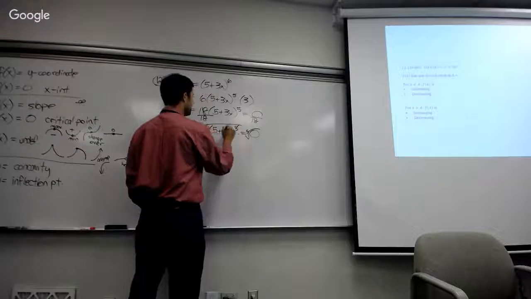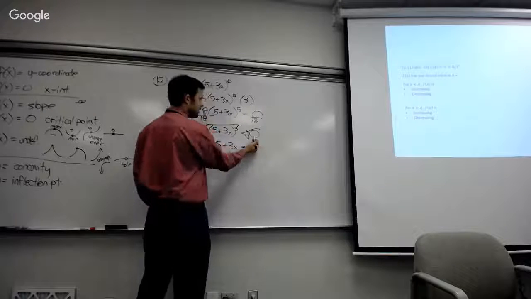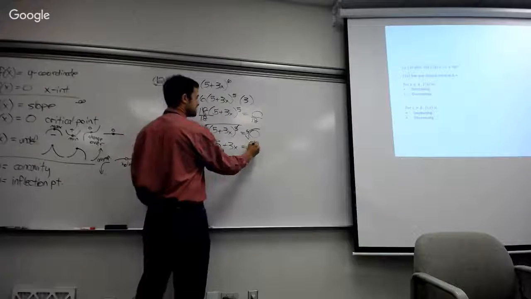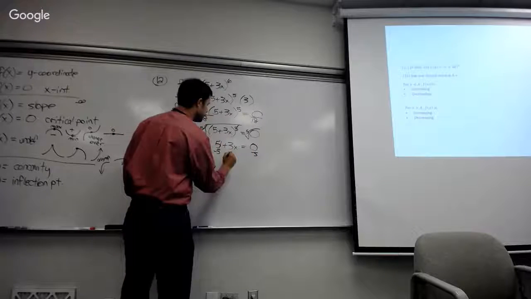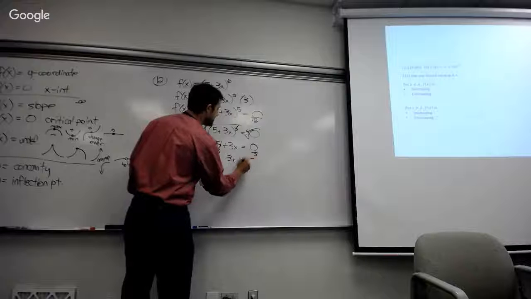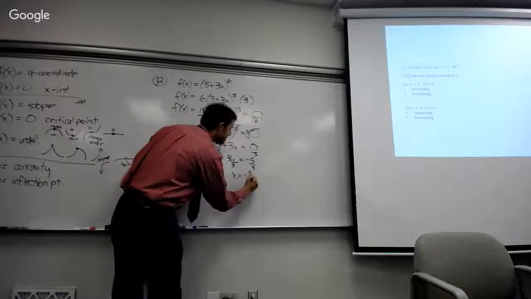What's the 5th root of 0? Still just 0. What can you multiply times itself 5 times to get 0? 0. All right, and then you move the 5 over, and you divide off by 3. And we get that our critical value is at x = -5/3.